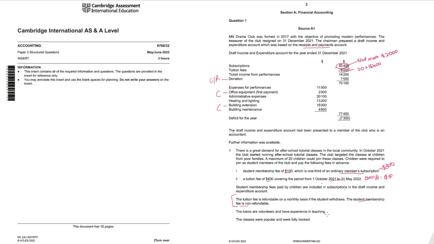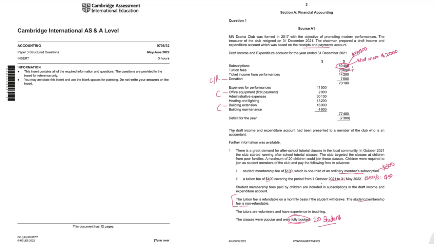The tutors are volunteers and have experience in teaching. Fine, the classes were popular and fully booked. So the importance of this statement is that we will be counting 20 students in all our calculations. Okay, so the subscriptions, we said that 2,000 out of this is the student membership subscription. So the remaining 38,400 will be your ordinary members subscription. Tuition fees, okay, it's 8,000.